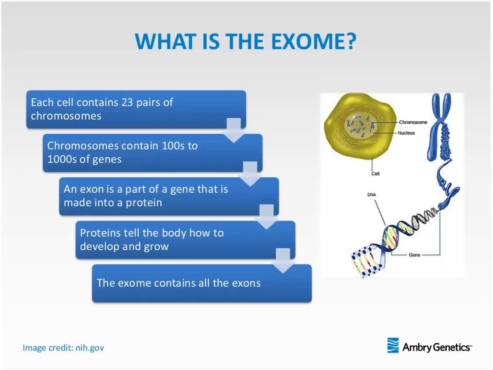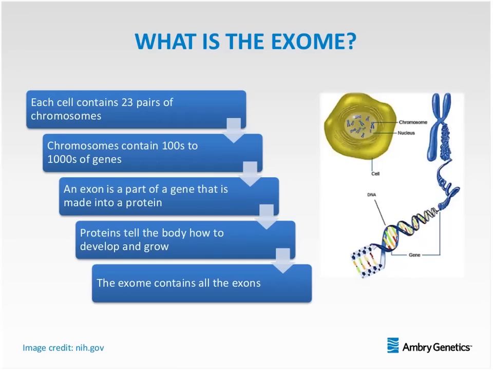What's an exome? Well, if you look at this slide, you see that we have a picture of a cell, and like before, inside the cell is a nucleus, and inside the nucleus are chromosomes. So each cell contains the 23 pairs of chromosomes that we've talked about already. Chromosomes contain hundreds to thousands of genes each. Each of those genes is made up of exons.